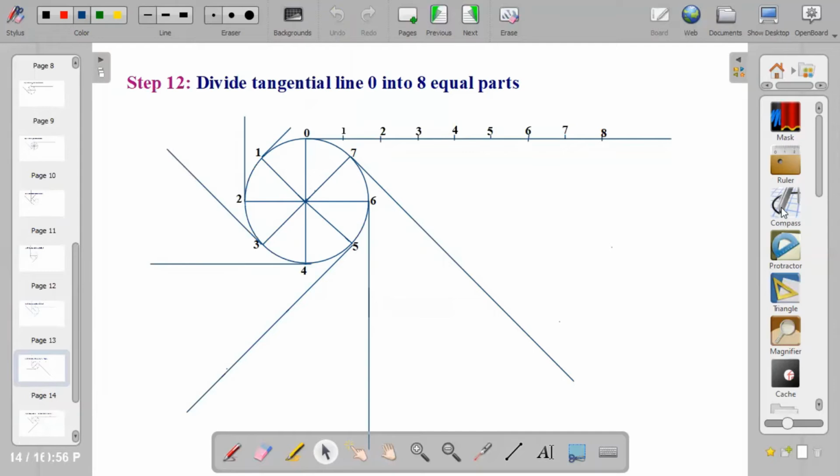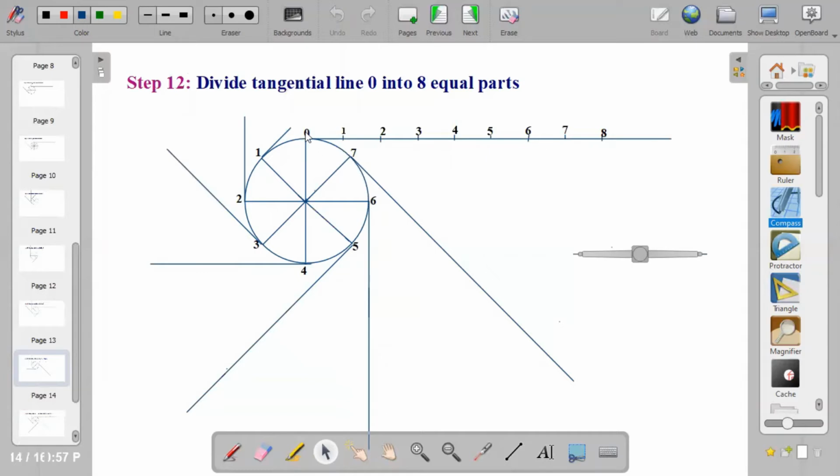Now you bring your compass. Take the radius from 0 to 1. The radius you have from 0 to 1 is the same as 1 to 2, 2 to 3, 3 to 4, 4 to 5, 5 to 6, 6 to 7, and 7 back to 0.